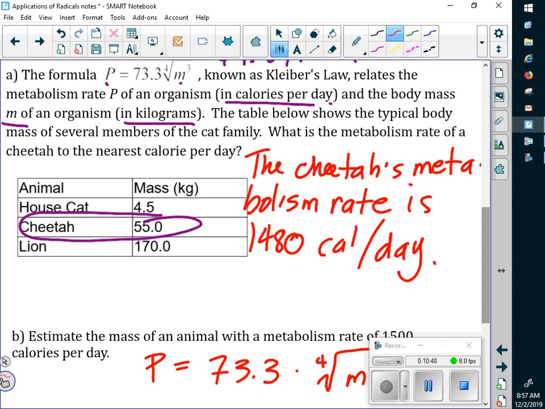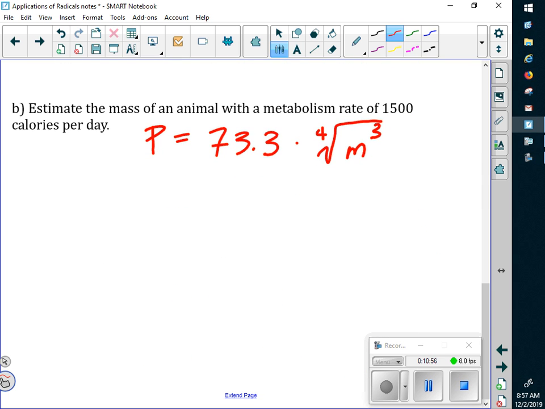Why'd they put p for calories? I don't know. But p is the calories per day. So which of those variables do I know? I know the p, don't I? So what are we going to put in place of p? 1,500. So we're going to write 1,500 equals 73.3 times the fourth root of m cubed.